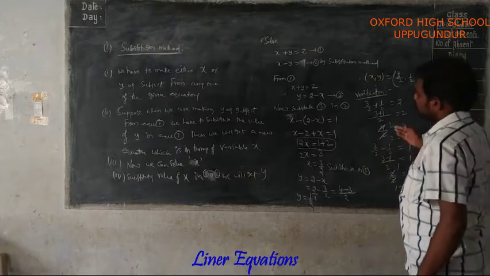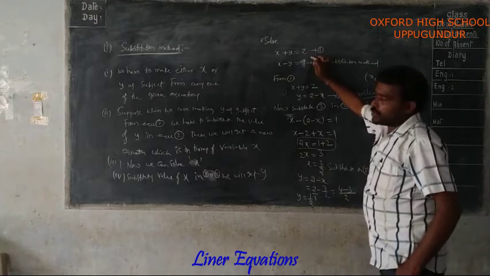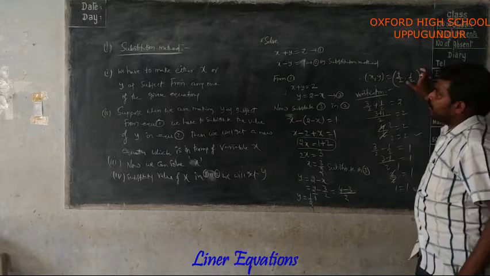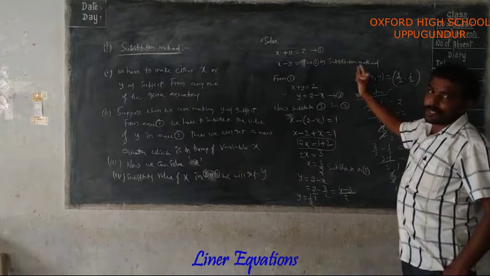Now substituting these values in these two equations, we are getting that these two are true. That's why this is the solution for this pair of linear equations in two variables by the substitution method.